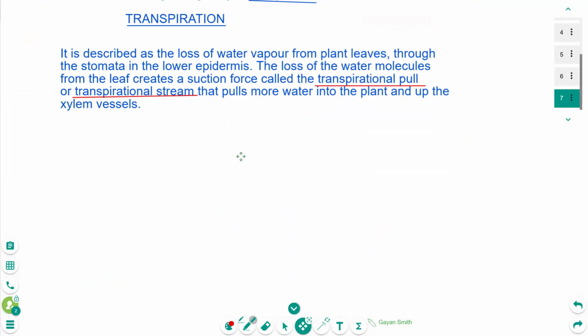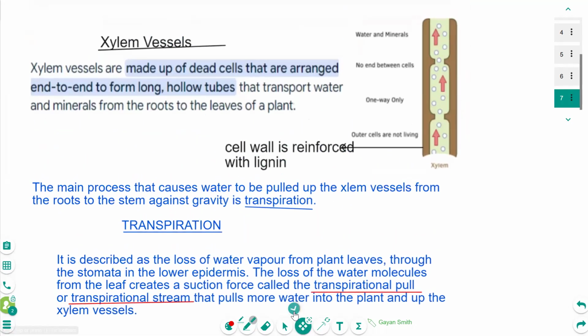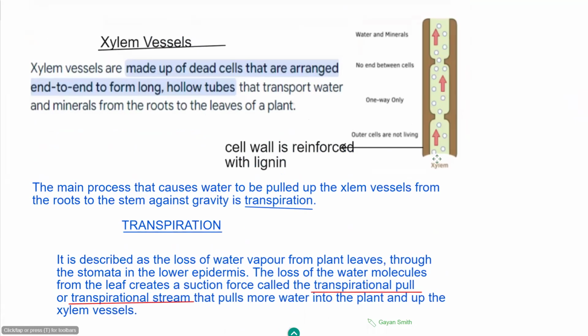Excuse me, could you go back to the first diagram, one before this one? Okay, this one. Yes, thank you.